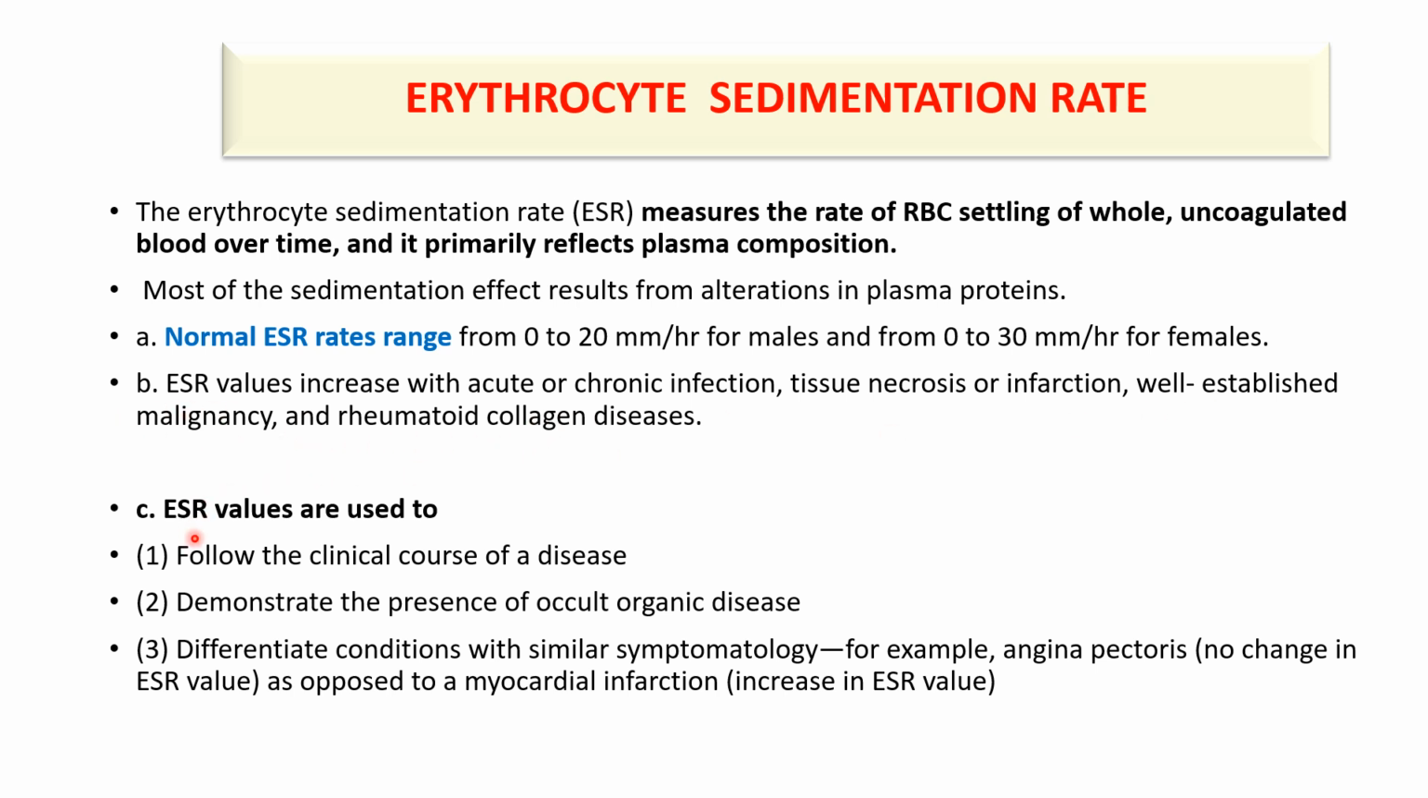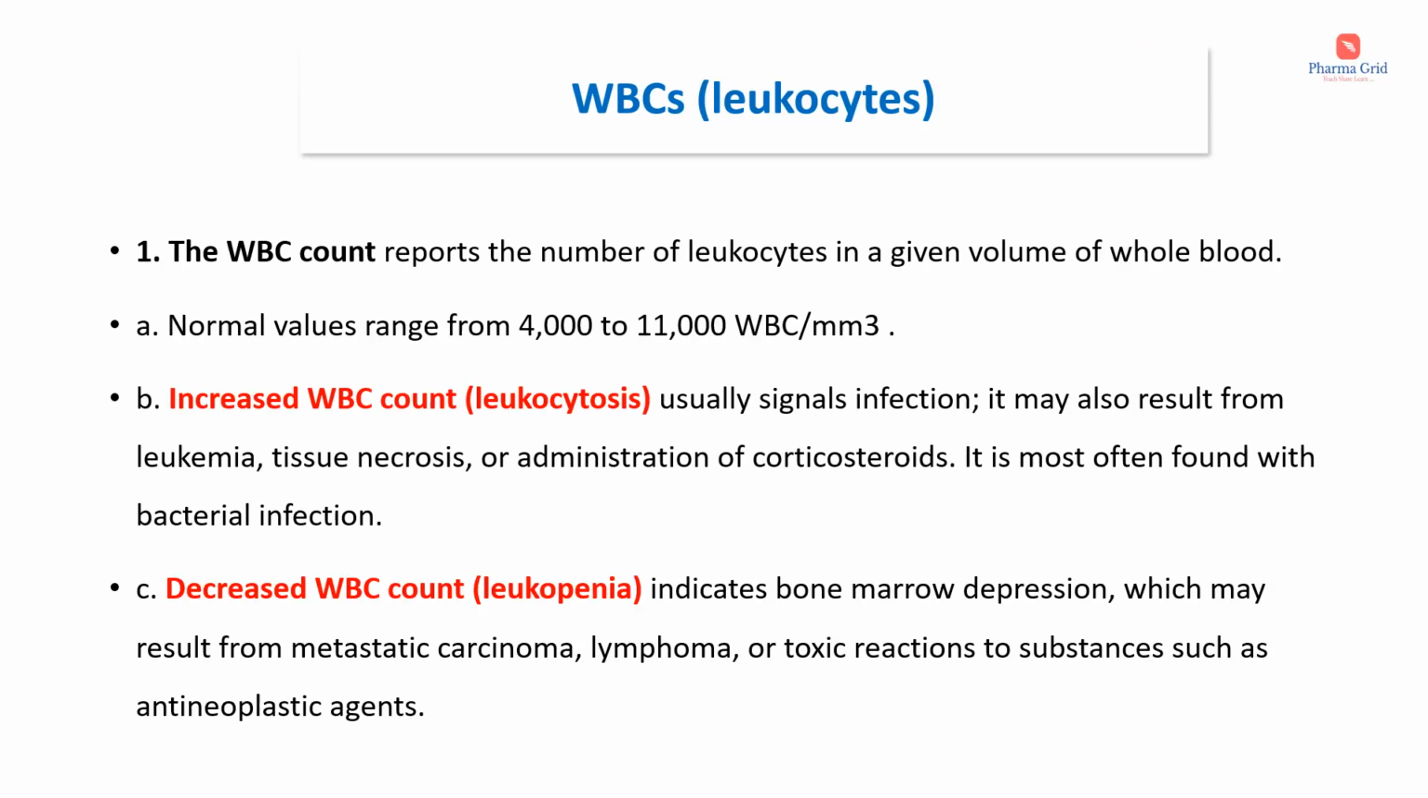diseases. ESR values are used to follow the clinical course of a disease, demonstrate the presence of occult organic disease, and differentiate conditions with similar symptomatology. For example, angina pectoris. In this condition, there will be no change in ESR value as opposed to a myocardial infarction where there is an increase in ESR value. So we have finished with the RBC tests.